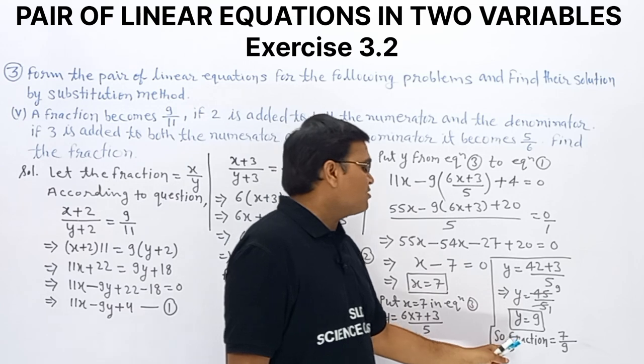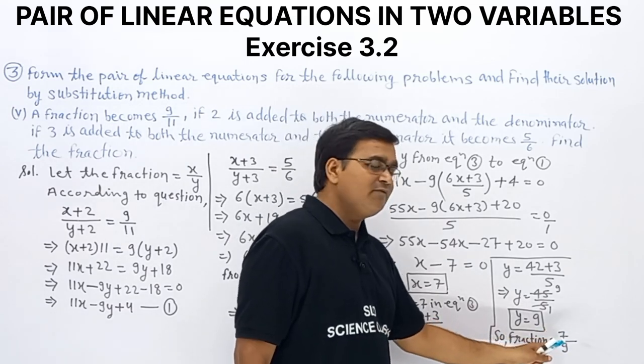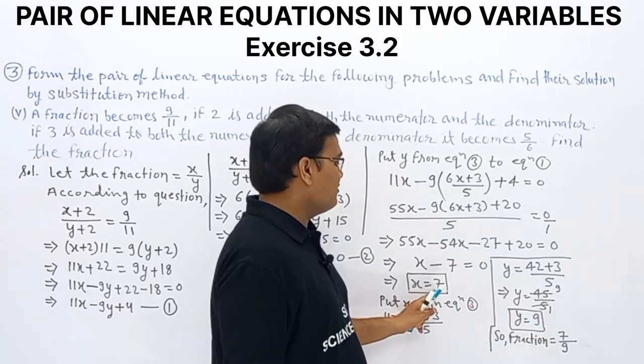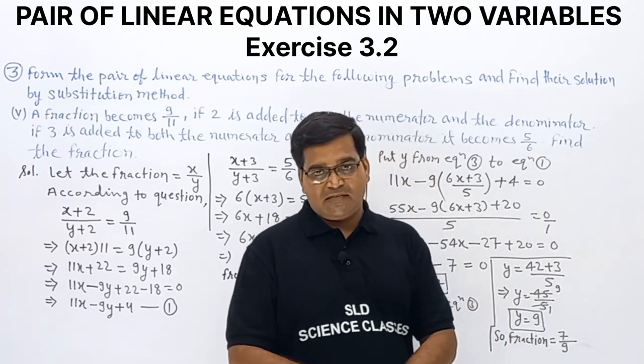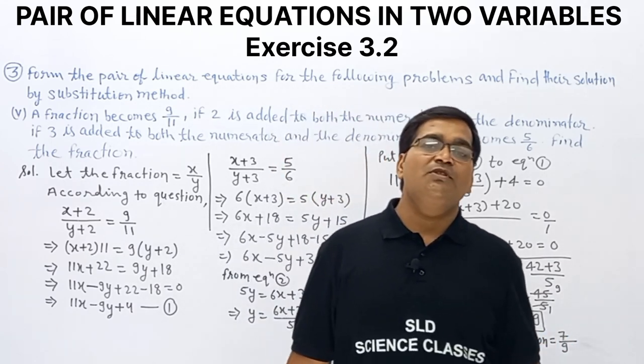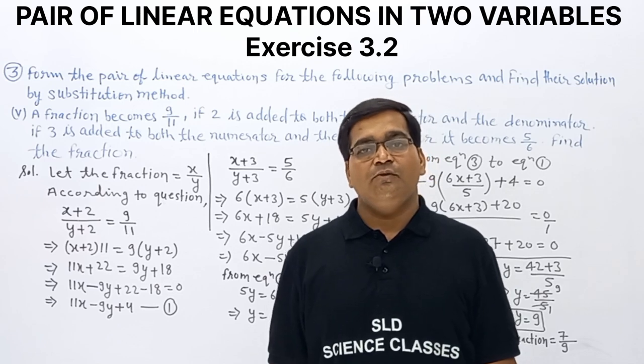Finally the fraction will be x upon y, as we assumed. So x equal to 7, and y equal to 9. So 7 upon 9 will be the fraction. I hope you understand this question. That's all about this question. Thank you so much.